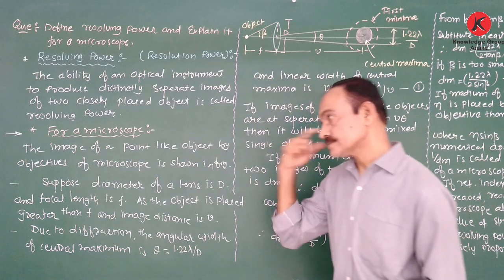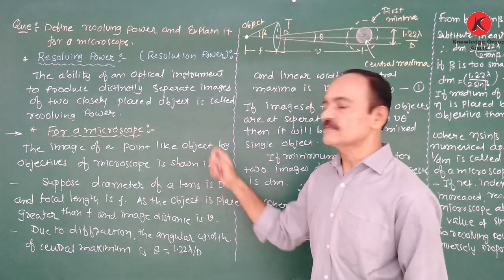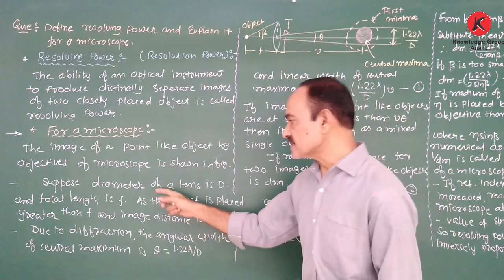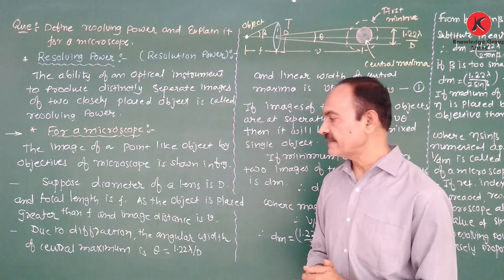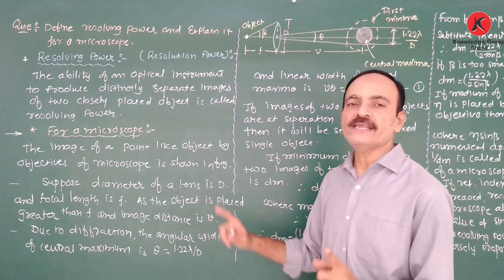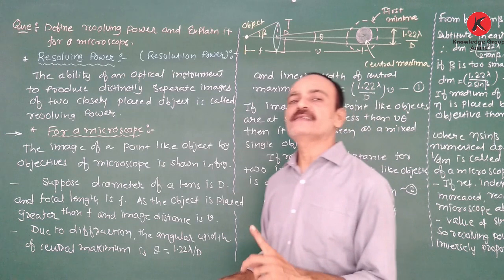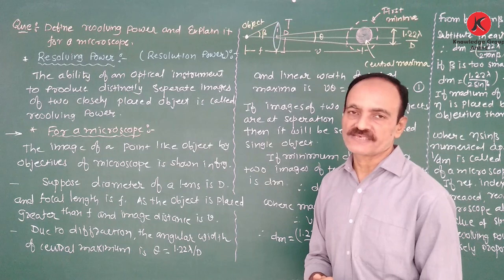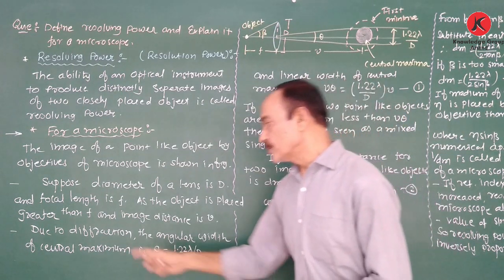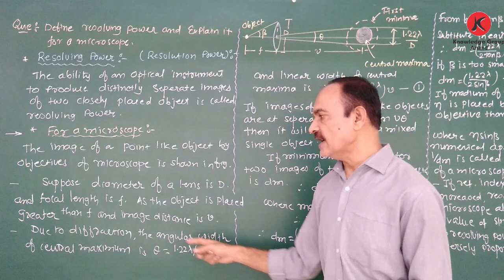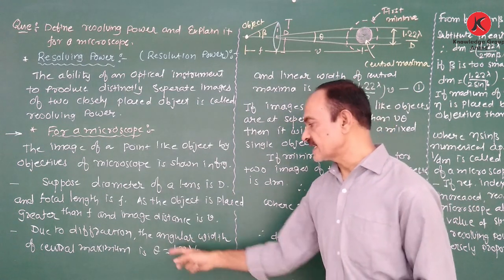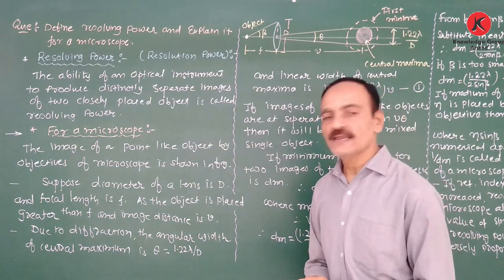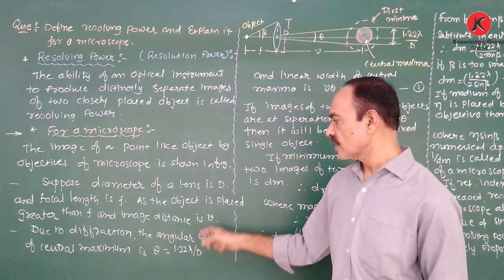Now, the image of a point-like object by the objective of a microscope is shown in the figure. Suppose the diameter of the objective is D, focal length is F, and the object is placed at a distance greater than the focal length F, and the image is formed at distance V. Due to diffraction, the angular width of the central maximum, that is theta, is equal to 1.22 lambda upon D. D is the diameter of the lens.